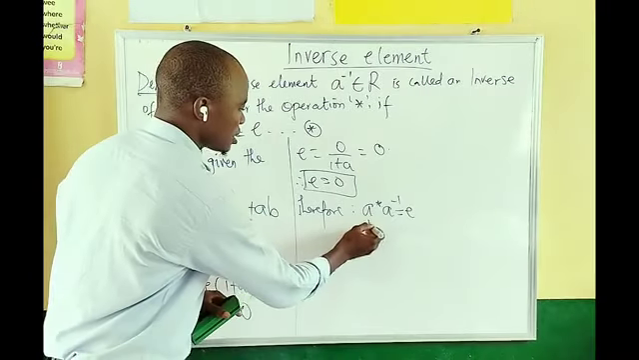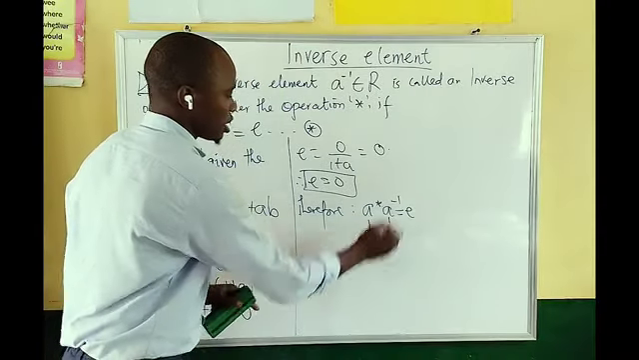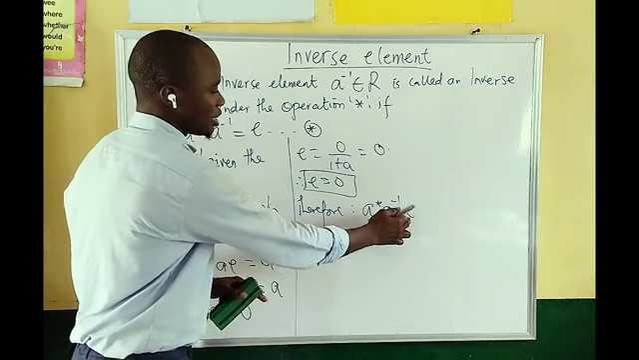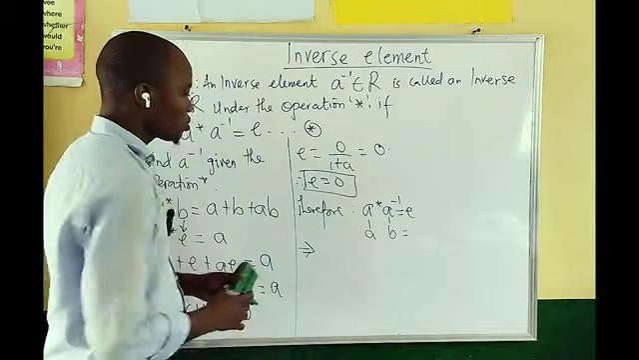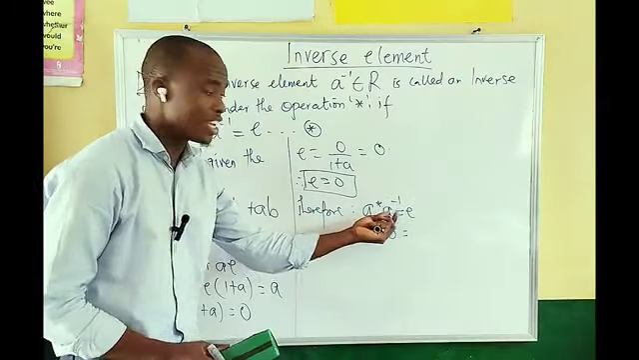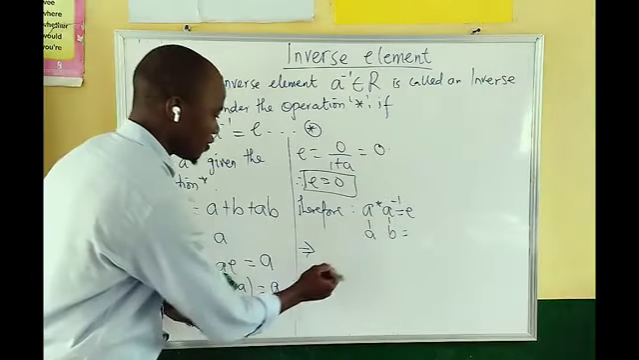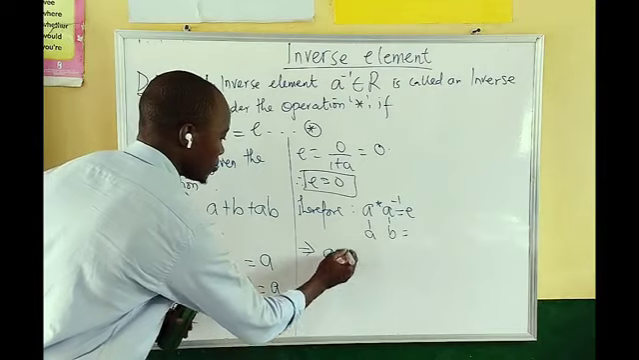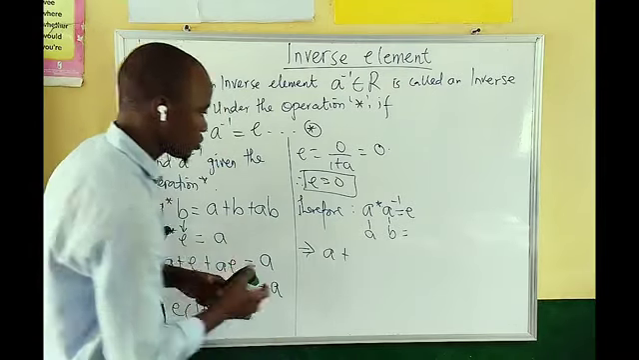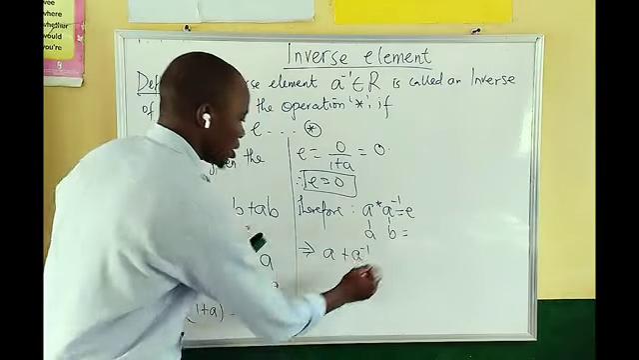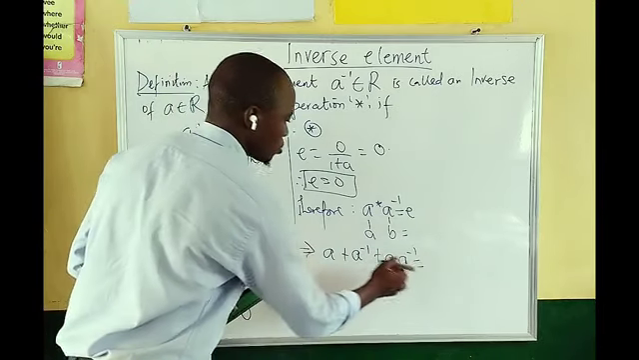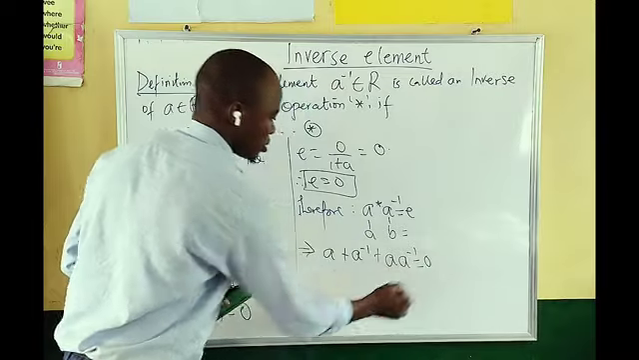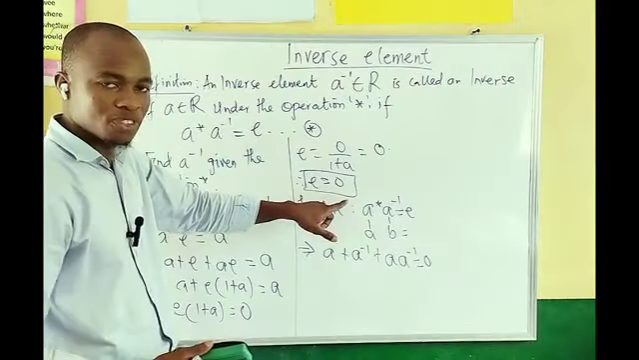Therefore here, this is my a and this is my b. Don't forget that our e is 0. We have gotten that already. So we are going to compute a asterisk a inverse using this formula. Therefore we have a plus a inverse plus a inverse, which equals e, and e is 0. Are you following?